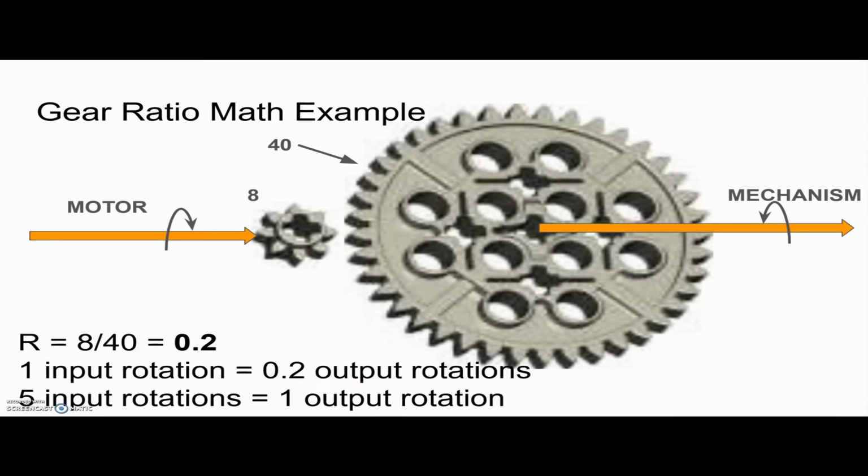Let's do a quick example. As you can see, the motor is driving an 8-tooth gear, which is in mesh with a 40-tooth gear. The 40-tooth gear turns the mechanism. To calculate the gear ratio, we take 8 and then divide by 40. This yields a gear ratio of 0.2. We then use this number to understand how much the speed changes through the gears. Every rotation of the input shaft will yield 0.2 rotations at the output shaft, or, equivalently, 5 input shaft rotations are needed to get 1 output shaft rotation.